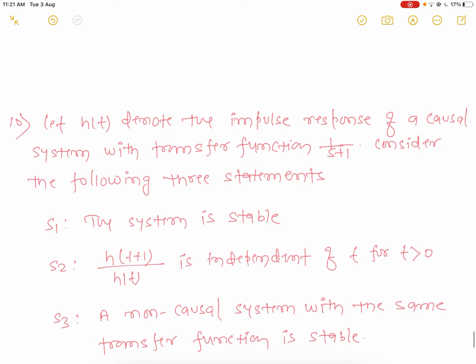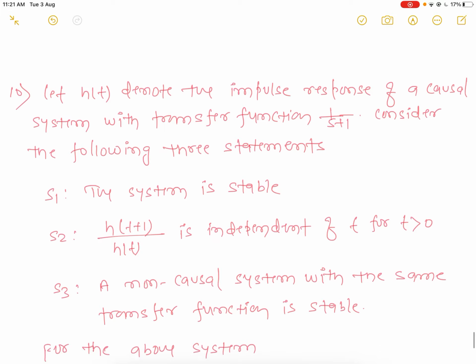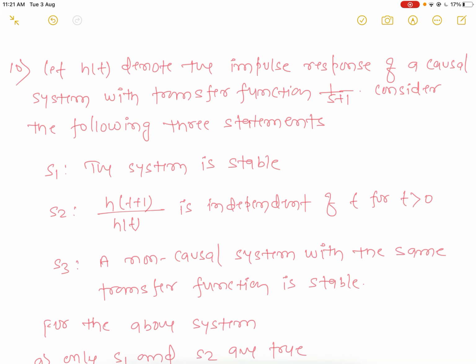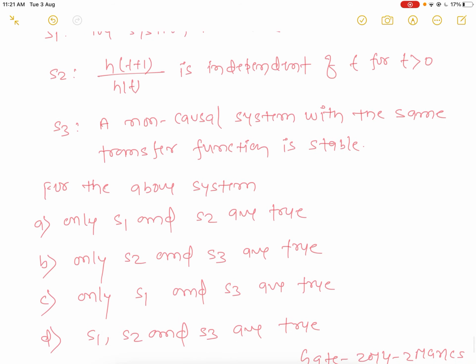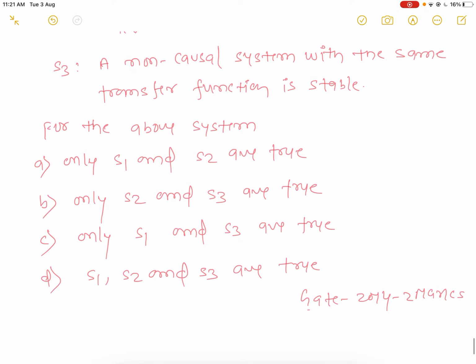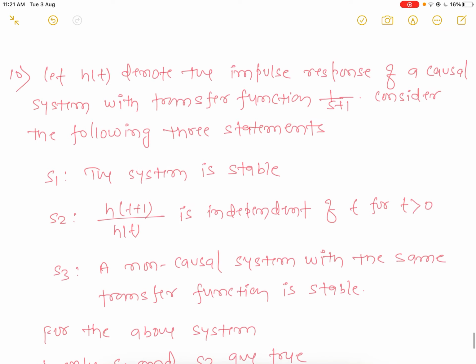Now comes the next question. Let h(t) denote the impulse response of the causal system with transfer function 1 upon s plus 1. Consider the following statements. S1: the system is stable. S2: h(t plus 1) upon h(t) is independent of t. S3: a non-causal system with the same transfer function is stable. The options are: only S1 and S2 are true, only S2 and S3 are true, only S1 and S3 are true, S1, S2, S3 are true. Here the system is given as 1 upon s plus 1.